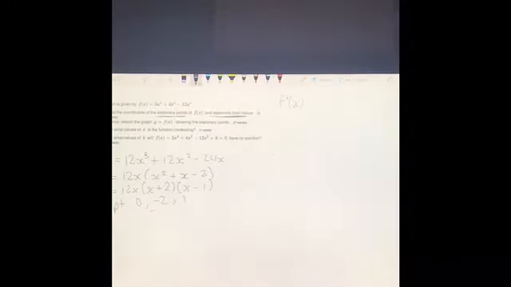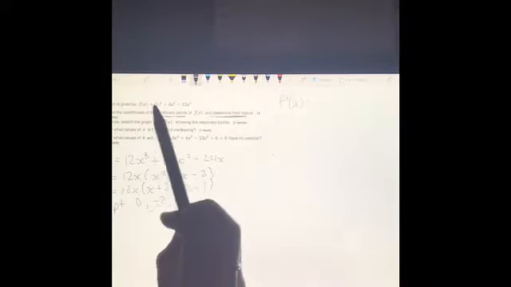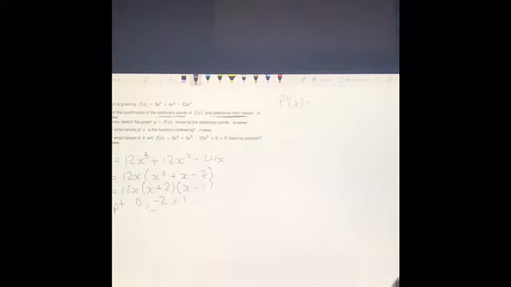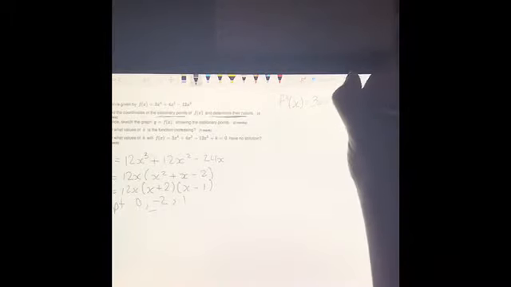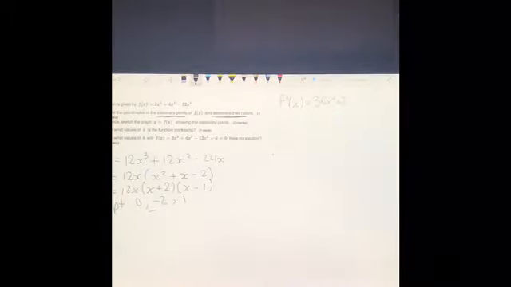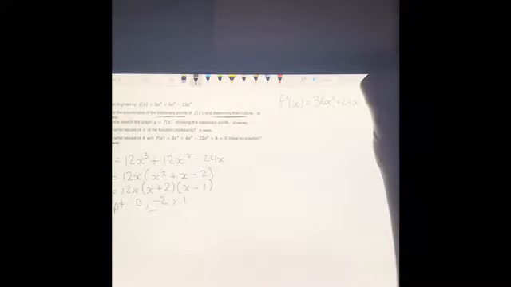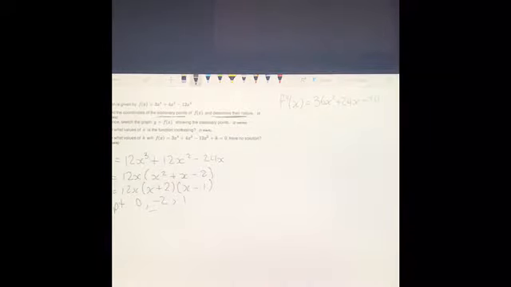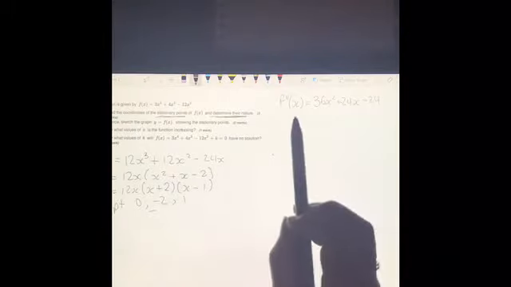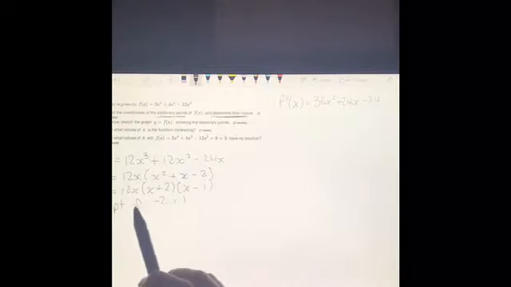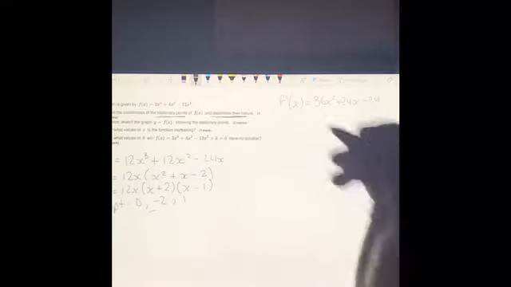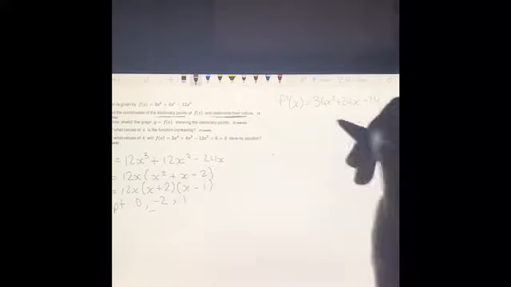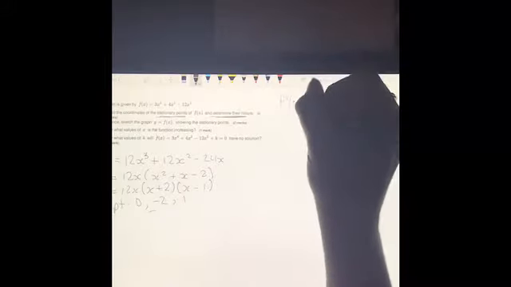So the next thing we do is determine the nature of these stationary points. To do that, we need to get the second derivative. So we're just going to do the exact same thing we did to the first derivative to get a second derivative. So it'll be like that. And then we're going to sub in each one of these into the equation and determine whether they are maximums or minimums.